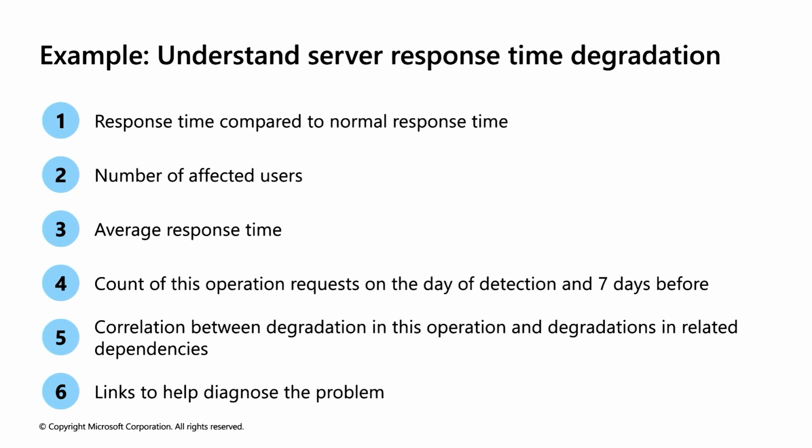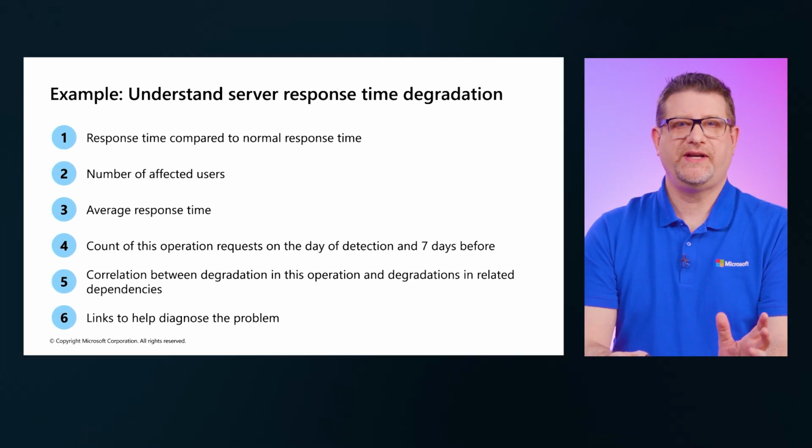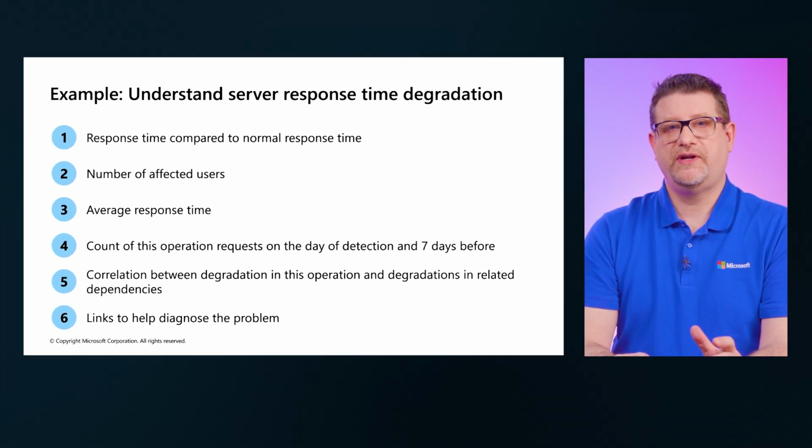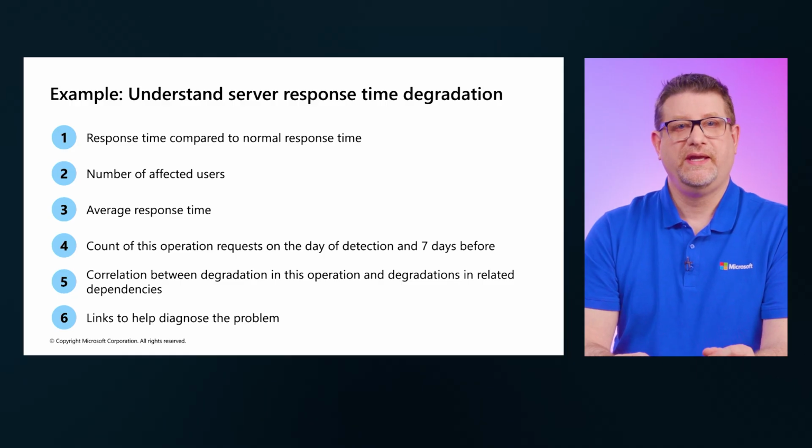As an example, let's look at understanding server response time degradation. This is crucial for maintaining a high-performing application. When response times start to lag compared to normal, it's a signal that something in the system isn't working as efficiently as it should. I want to highlight the importance of monitoring not just the average response time, but also the number of affected users, the count of operation requests on the day of detection and in the previous week, and the correlation between this degradation and issues and related dependencies. By tracking these metrics, we can quickly pinpoint whether a slowdown is isolated or part of a broader problem, and then we can access helpful diagnostic links to investigate further.